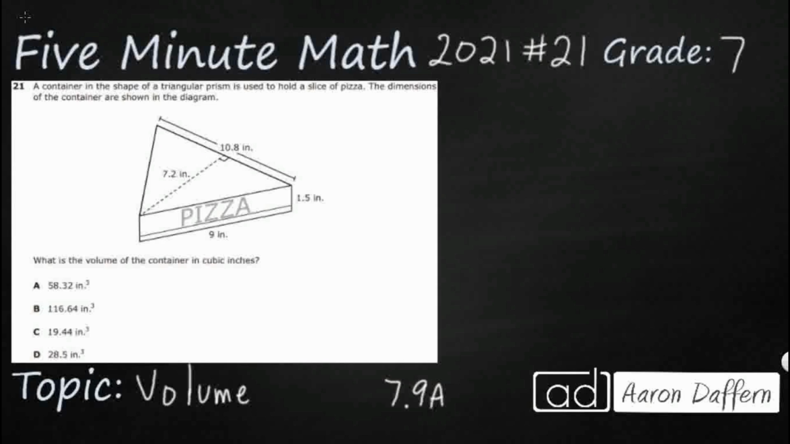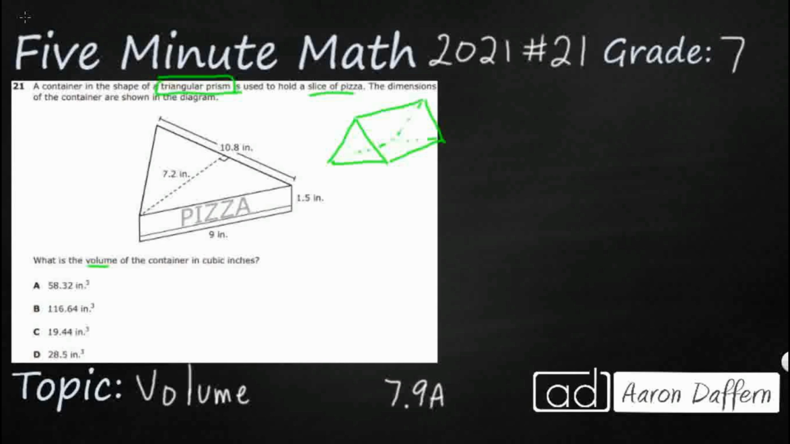So we have a container for a slice of pizza, and it is a triangular prism. They're going to at least name it for us. And we've got our dimensions shown, and we need to simply find the volume. This is kind of a strange looking triangular prism, because most of us, when we think of a triangular prism, I always think of it like a tent. Kind of goes back like this, and then you've got the dotted lines here to show the hidden sides. To me, that's always kind of a triangular prism.